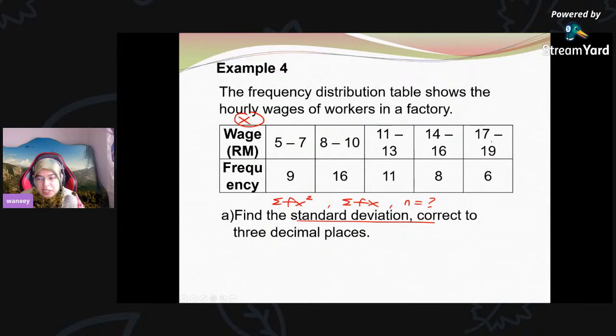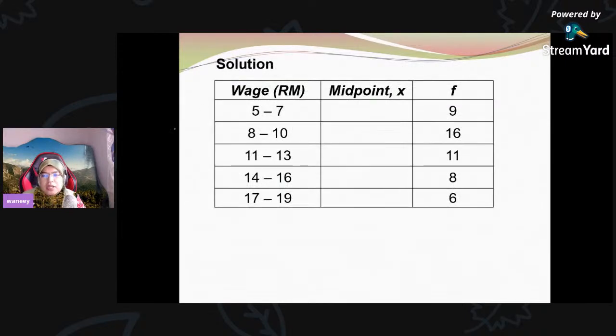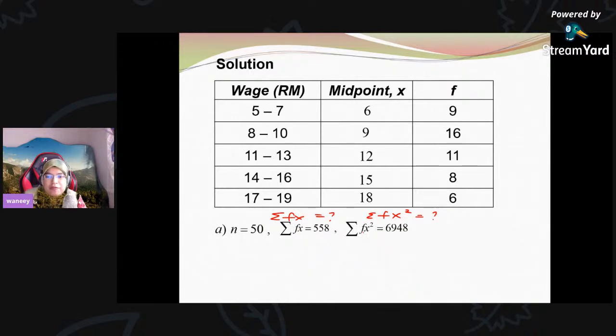So let me draw another table so that it will look much more clearer. Okay, so 5 plus 7 over 2. So the answer is 6. 8 plus 10, so 9. And then this is 12, 15, and 18. Okay, so after that, you have to calculate what is the summation for fx and summation for fx square. So the value for summation for fx is 558. Summation for fx square is 6948.